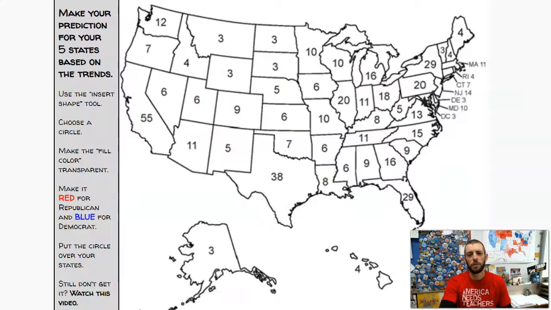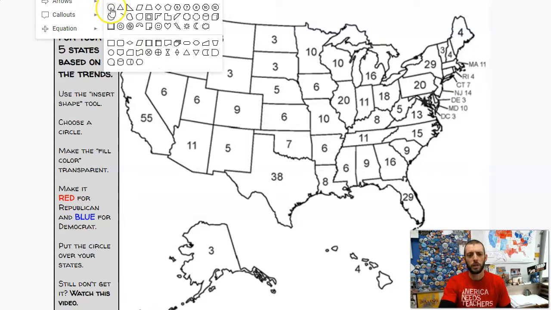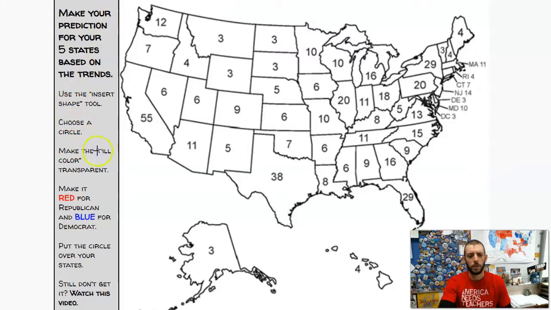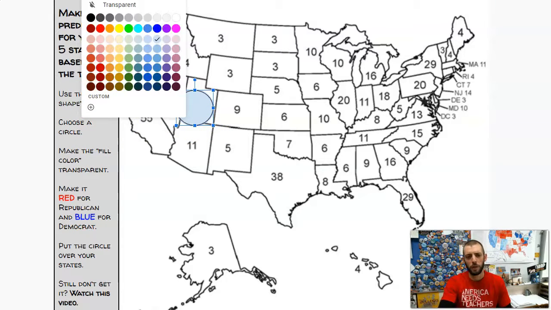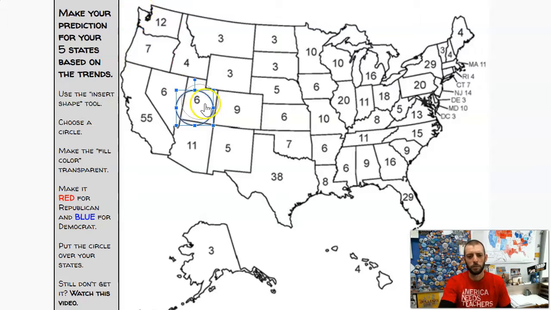So you've got your own individual Google drawing that looks like this. This is the 2020 prediction map. You're going to make your prediction for your 5 states based on the trends. You're going to use the Insert Shape tool, which you, again, can't see on the screen, but click on that. Click on Shapes. You're going to click on Circle. Choose a circle. You're going to make the fill color, I'm going up here to fill color, and you're going to make it transparent so we can see through it.